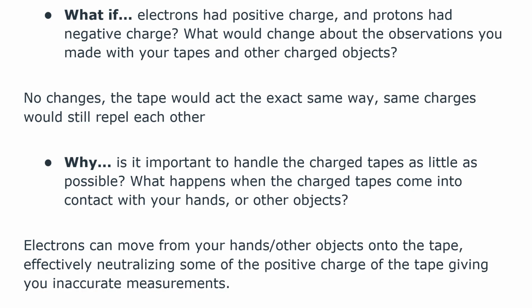It is important to handle the charged tapes as little as possible because electrons can move from your hands or other objects onto the tape. As we saw, the tape was positively charged, meaning it was lacking electrons. If electrons moved from your hands onto the tape, it would neutralize some of the positive charge of the tape, giving you inaccurate measurements as to what the tape's charge actually was after treatment.